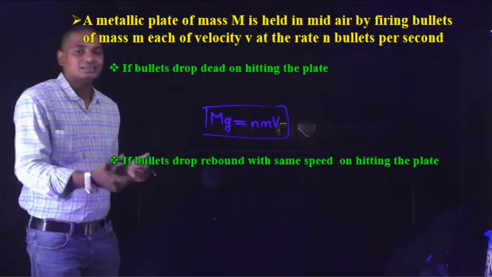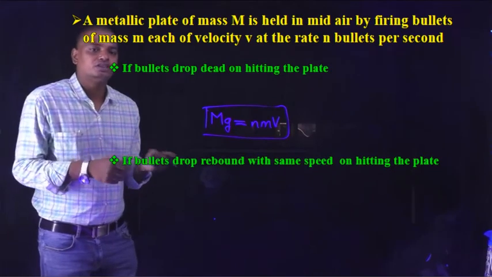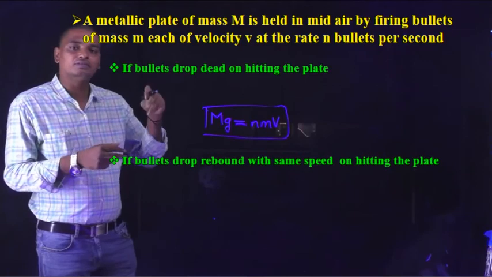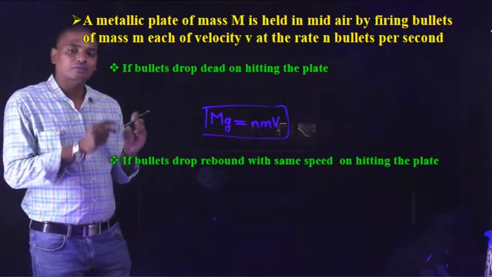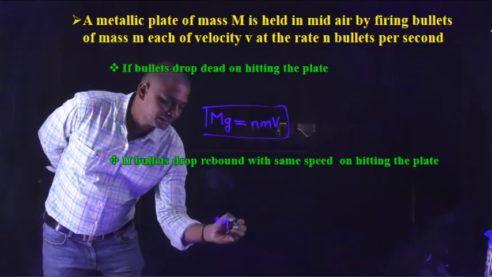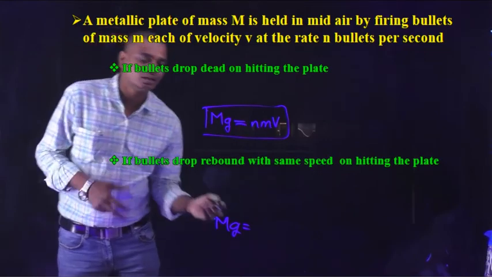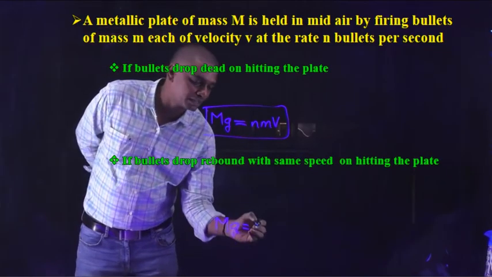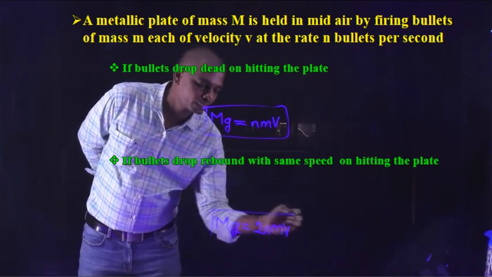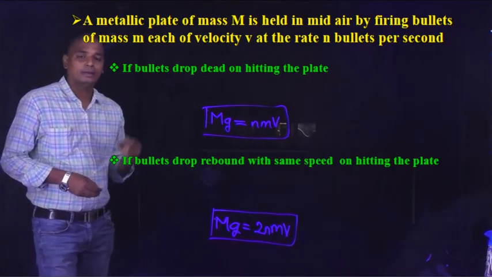In the second case, if the bullets rebound with the same speed after hitting the metallic plate, the weight of the body should be equal to the change in momentum. So the weight of the body mg should be equal to the change in momentum, as we have studied earlier. The change in momentum after rebounding back is 2 into n into m into v. So this is the condition where the bullets rebound backwards.